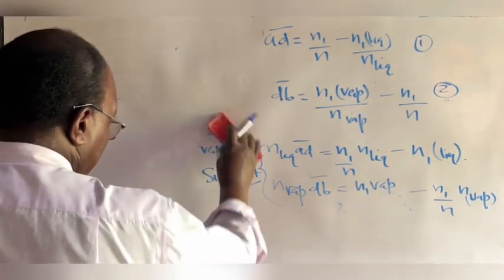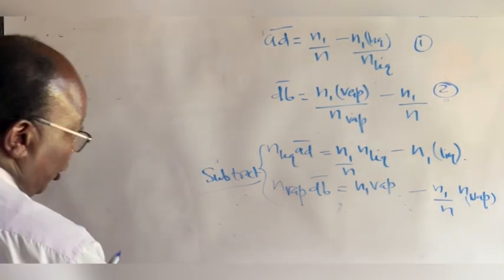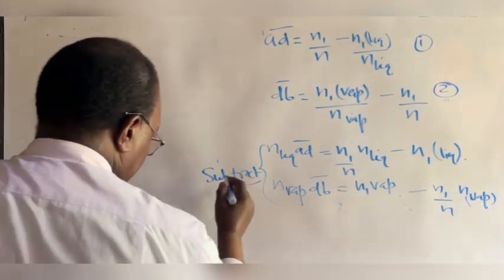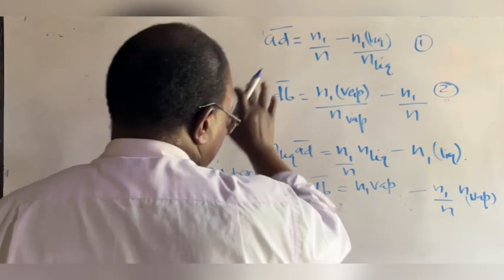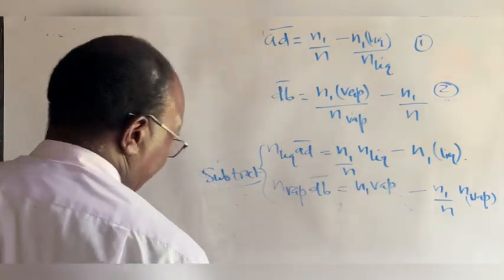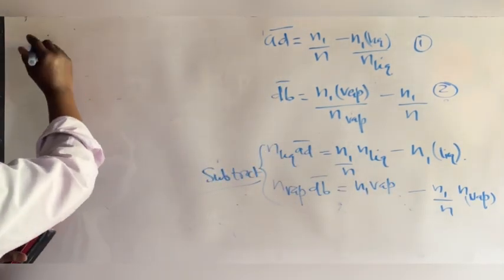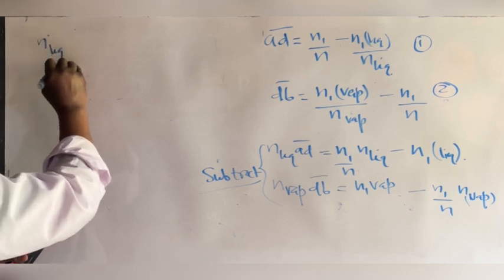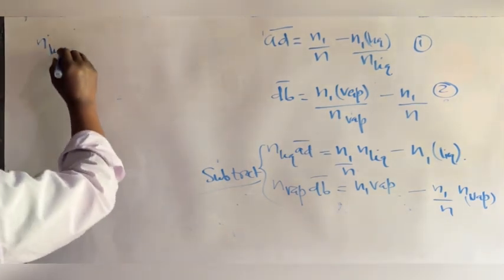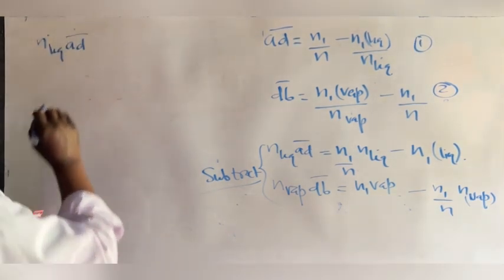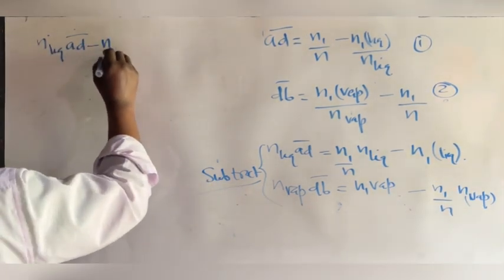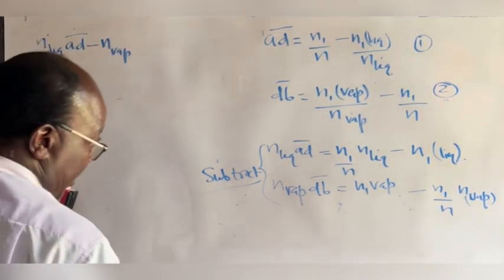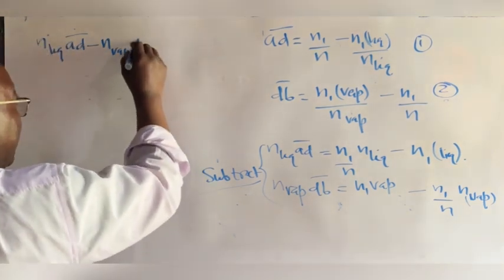Now, on subtraction, when we subtract these quantities, we get N liquid times the line segment AD minus N vapor and the line segment DB.